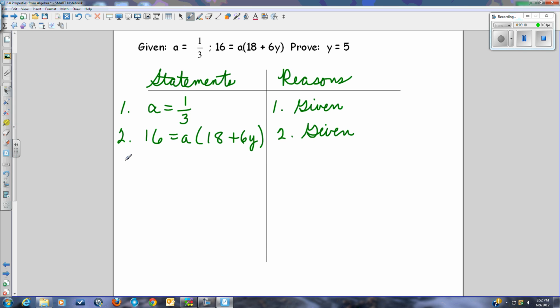Now, what we'd like to do is take this value of a equal to 1/3 and substitute it into the equation in place of a. So we're going to have 16 is equal to 1/3 times, in parentheses, 18 plus 6y. Now what did we do to make us able to write that statement? We used substitution, or in other words, the substitution property.